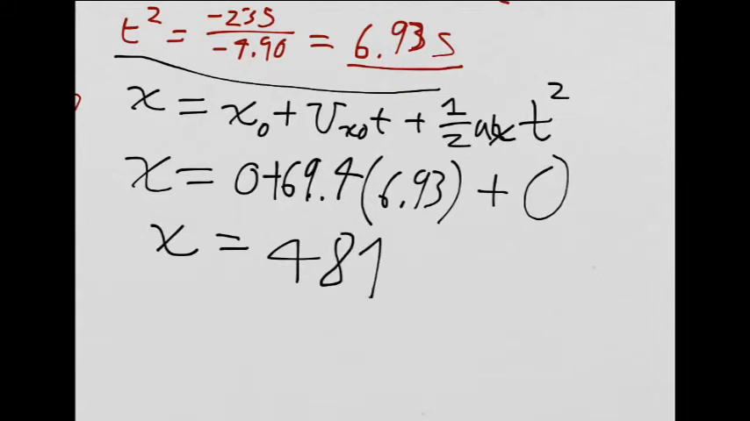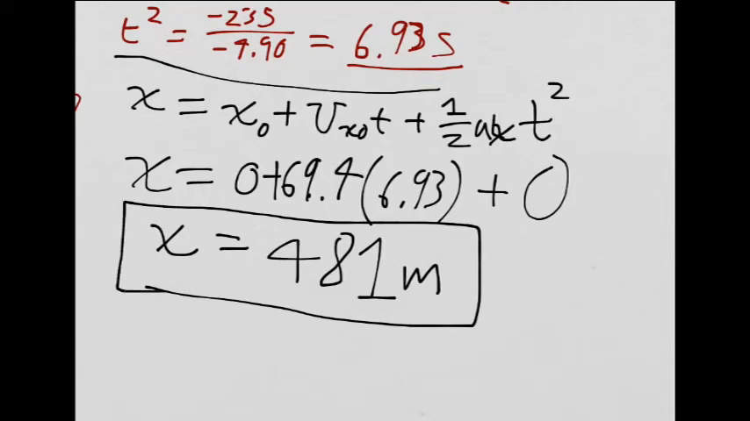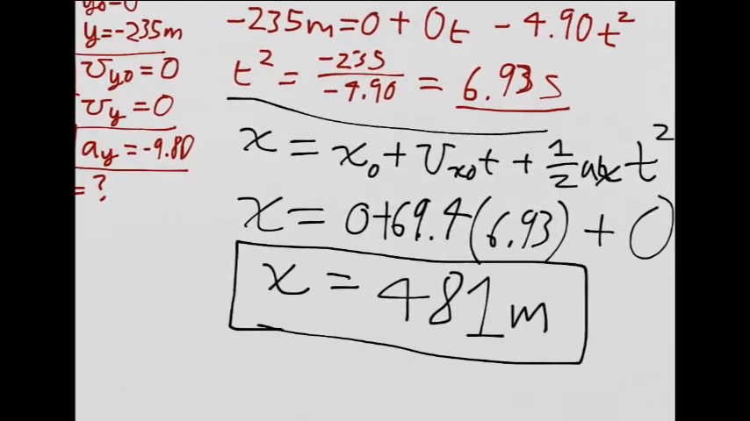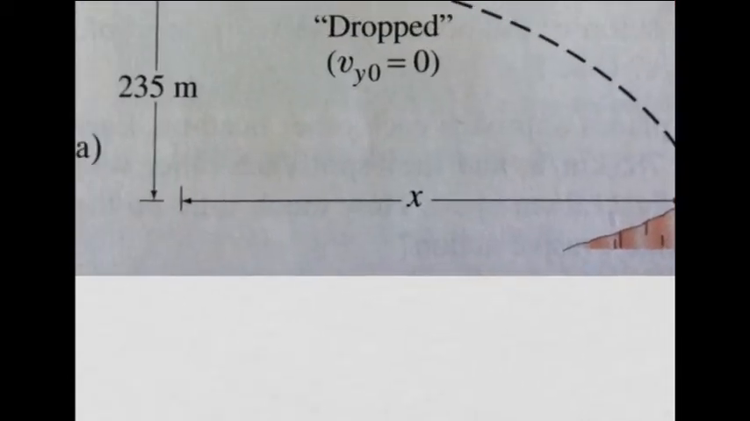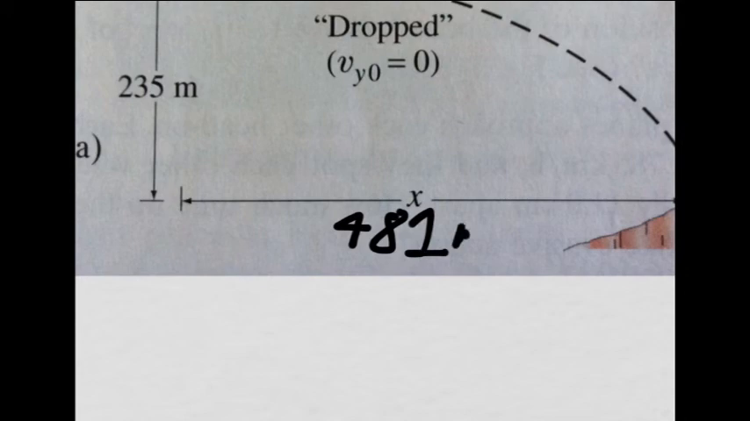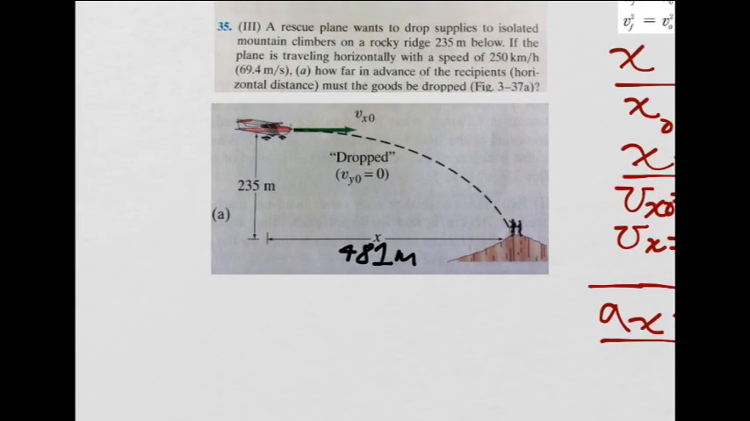481. I rounded it to 3 significant figures because that's what we were given. So the final answer is x is 481 meters. And that's how far away they have to drop the supplies in order to get it to the mountain climbers.